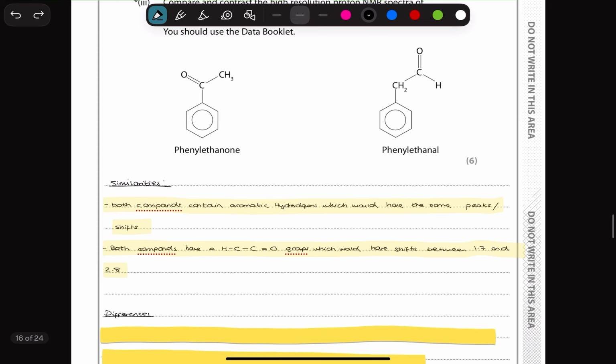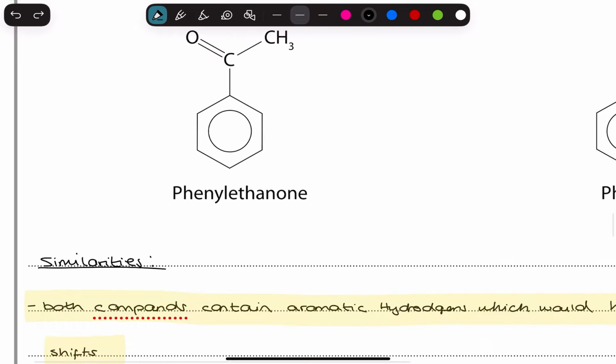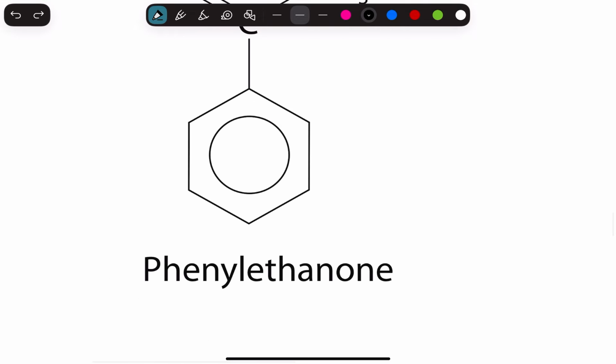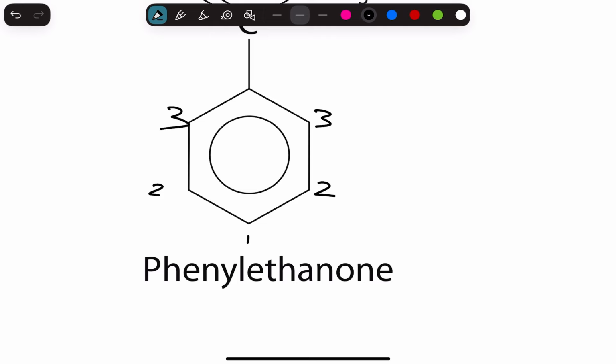So now in terms of the differences, there are quite a few differences, some more obvious than others. So the first thing we would do in terms of differences is obviously count the number of hydrogen environments. So let's do that for phenylethanol. So with benzene, we have the first hydrogen environment here, and then we have an environment which relates to these two carbons, which is connected to hydrogens, and those hydrogens are in the same environment. So these two, here and here, they count as one environment. And then we could do the same with the ones above. So these two are also one environment.